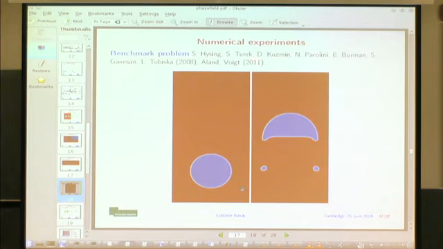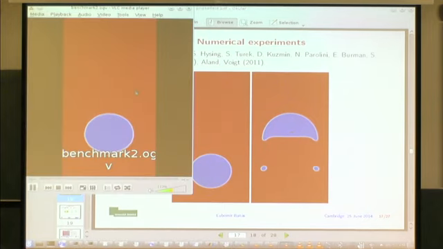Then this problem was not so long ago computed with the phase field model by Allen and Boyd, and they show that in fact even different phase field formulations for this problem converge to a similar solution, even in this case. And so in order to test our code, we have also computed this one.